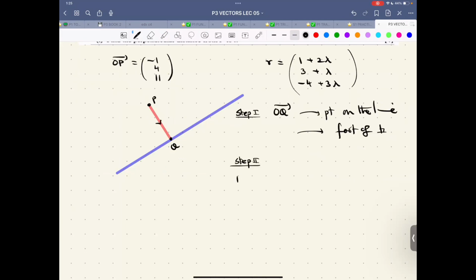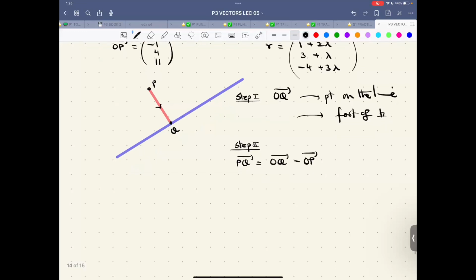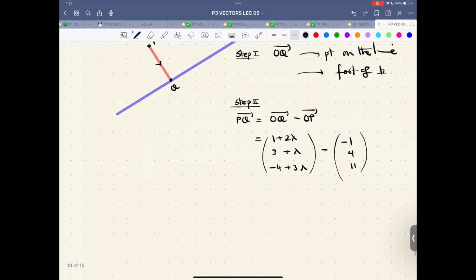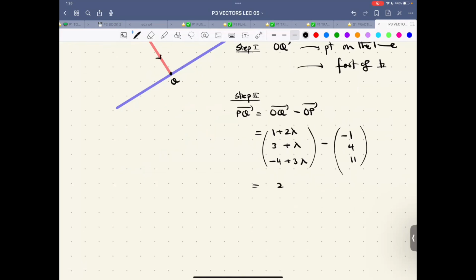Doesn't make a difference. So PQ, that is OQ minus OP. So this is 1 plus 2 lambda, this is 3 plus lambda, and this is -4 plus 3 lambda, minus OP, which is -1, 4, and 11. So 1 minus -1 is 2. This is 2 plus 2 lambda. 3 minus 4 is -1 plus lambda. -4 minus 11 is -15 plus 3 lambda. This is PQ.